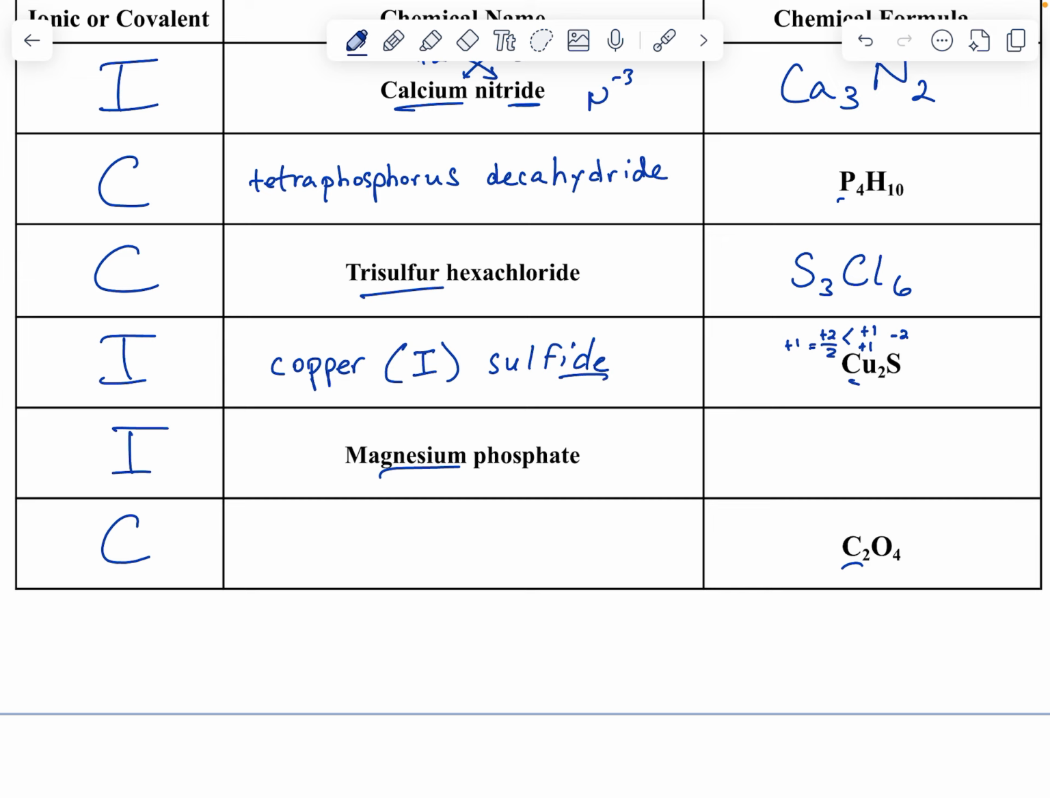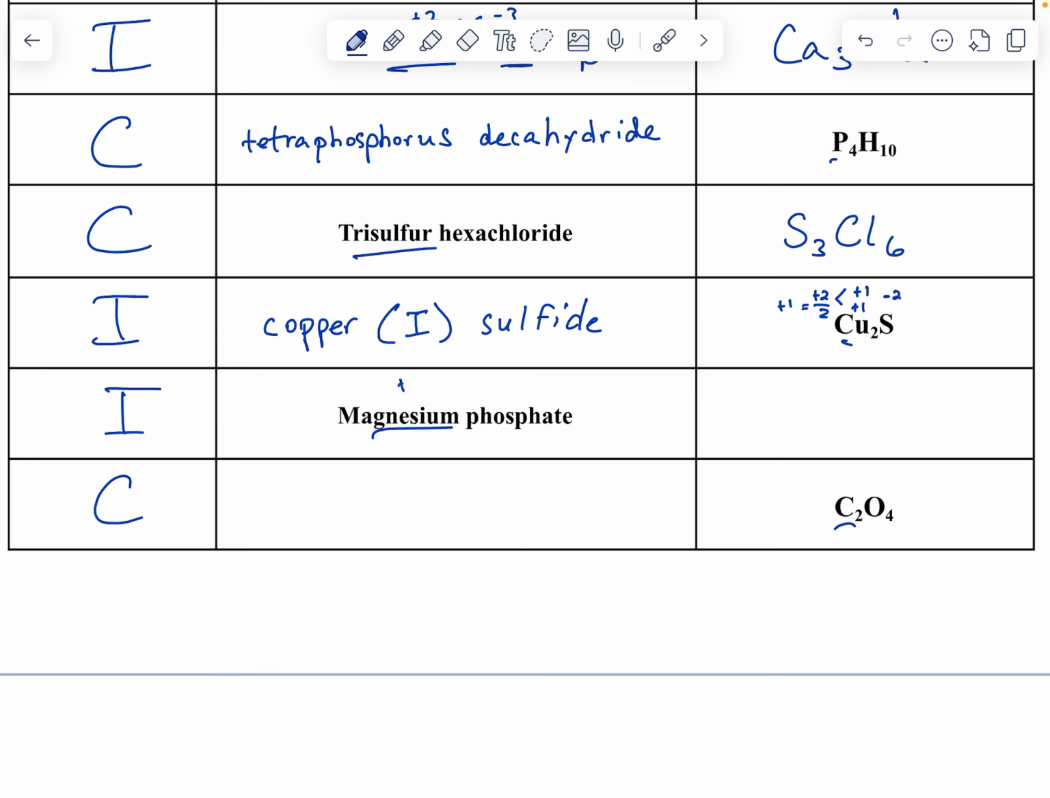Sulfide because sulfur is by itself. That's why it's not sulfate. If it were sulfate, it'd be an SO4 group, right? Magnesium, plus 2. Phosphate, and like we were talking about, it is not P by itself. That would be phosphide. All of our 8s and 9s are on the list in the back of the periodic table. Phosphate is actually a PO4 group, minus 3.